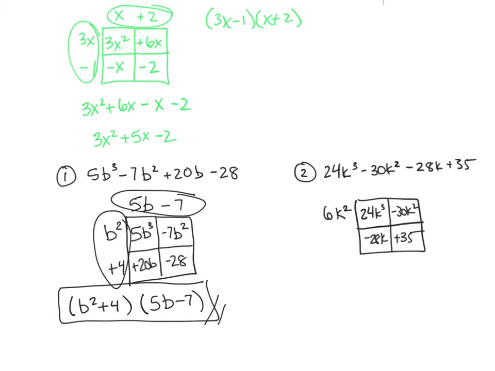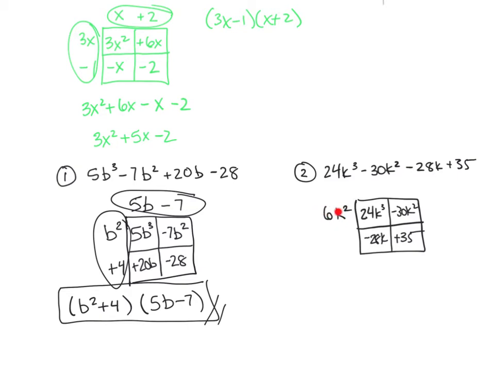And I can look along here, okay, positive 35 and negative 28k. What can I pull out of here? Well, this one might be a little tricky. I see there's a negative here and a negative here, so I know these things have to be negative at some point. So if I get a little stuck, I might move to a different spot.